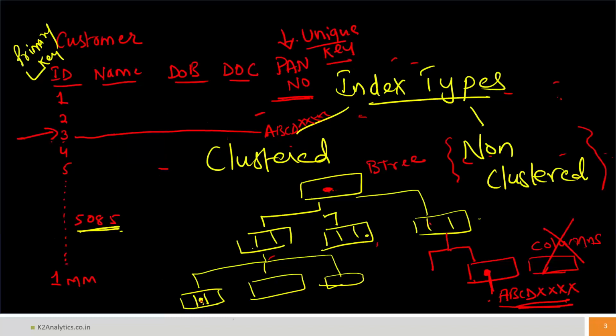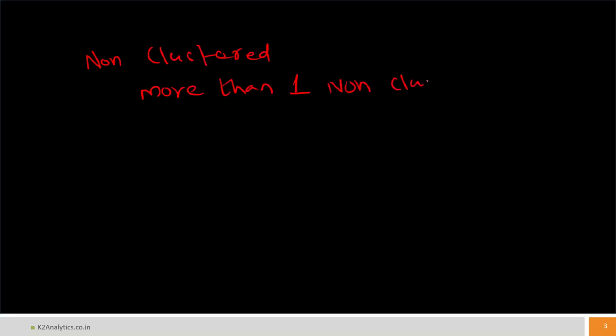Again, non-clustered index also helps you with faster retrieval of information because it helps you avoid full table scan. Only thing is, the retrieval in a non-clustered index is slightly slower compared to a clustered index. The benefit of non-clustered index as against a clustered index is you can have more than one non-clustered index. More than one non-clustered index on a table is possible.